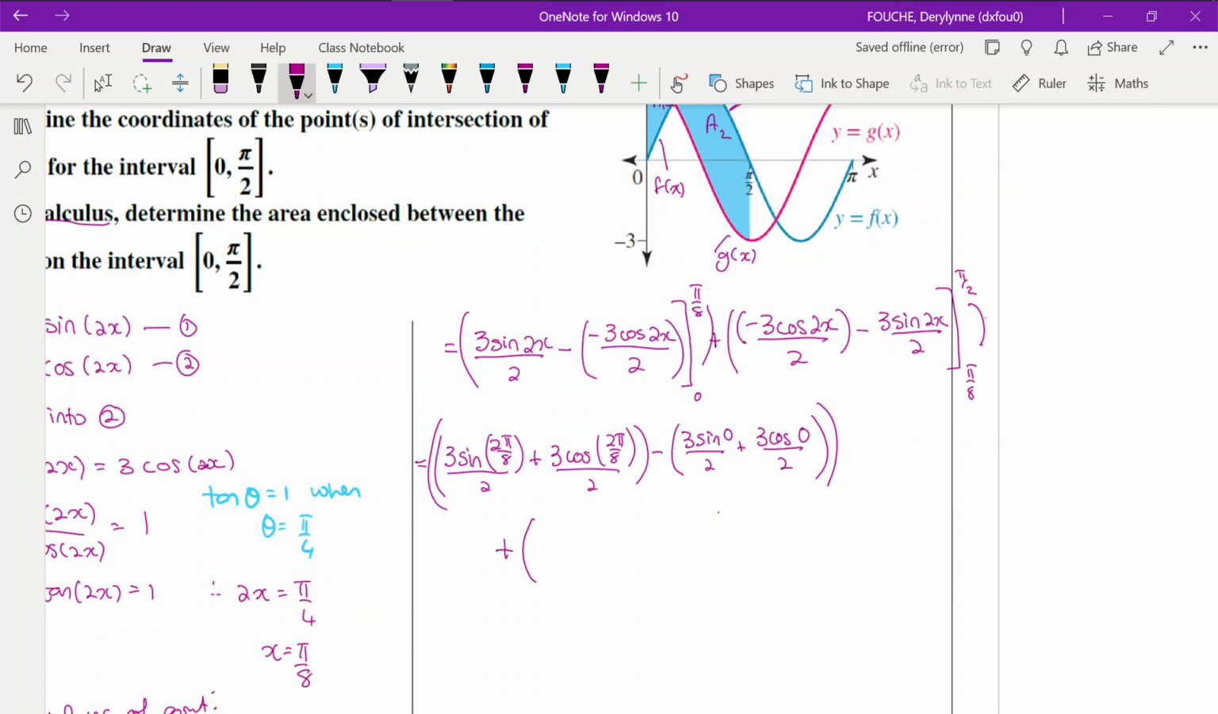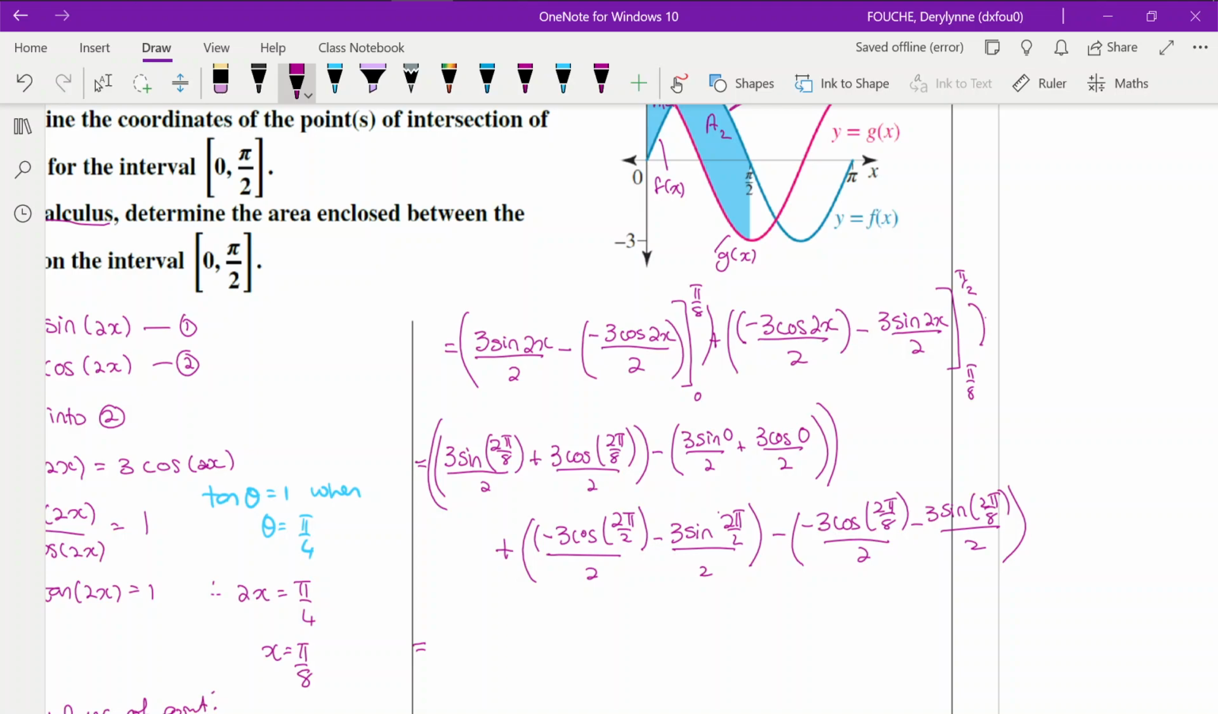Plus negative 3 cos of, now we're going from pi on 2 to pi on 8, so 2 pi on 2 over 2 minus 3 sine of 2 pi on 2 over 2 minus negative 3 cos of 2 pi on 8 over 2 minus 3 sine of 2 pi on 8 over 2. Okay, I've done all my substitution.